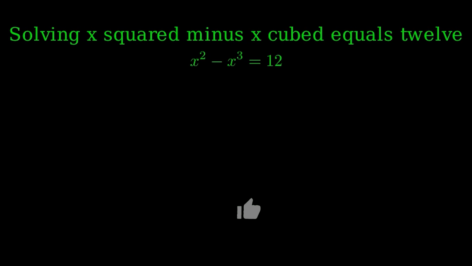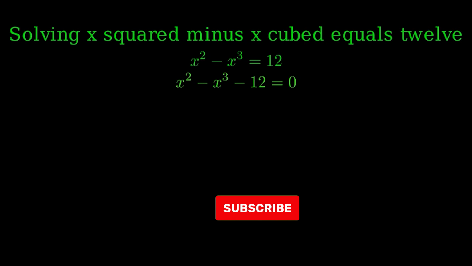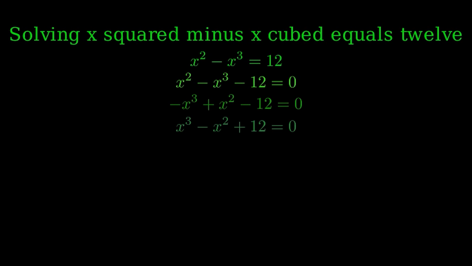Let's write it down. To solve the equation, let's bring all the terms to one side. So we have 0 on the right side. We'll subtract 12 from both sides. Let's write the terms in standard order, that is, from highest power to lowest power. X cubed comes first, then x squared, then minus 12.